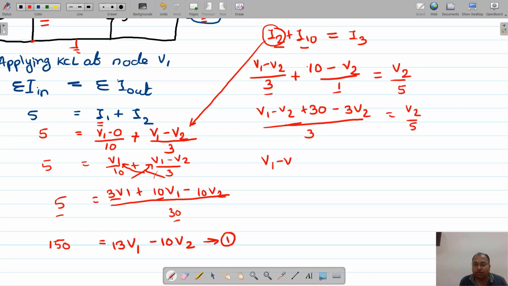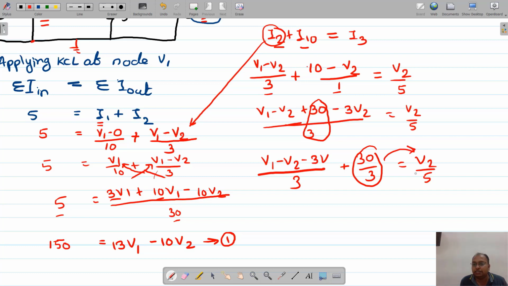So V1 minus V2 minus 3V2. Let us give the denominator separately to this 30 and 3. So let us give the denominator 3 to this one and 30 by 3. Can I do this? Yes, definitely I can do it, because the denominators are the same. Now let us transfer this value to the right hand side and take this term to the left hand side. Is that fine? So V1 minus, sorry, what about this? This is V2.